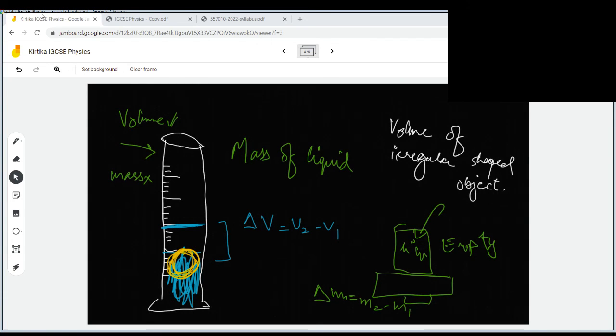How do you find the volume of liquid? You take a cylinder and put the water inside, and then you can put an object inside and subtract V2 minus V1. The easy questions confuse you the most. You simply pour the liquid into the measuring cylinder and you'll have the volume. That's it. Oh, I thought you were asking about the volume of an irregularly shaped object.